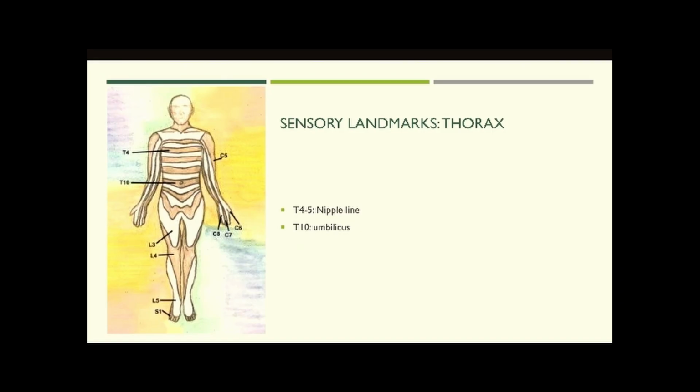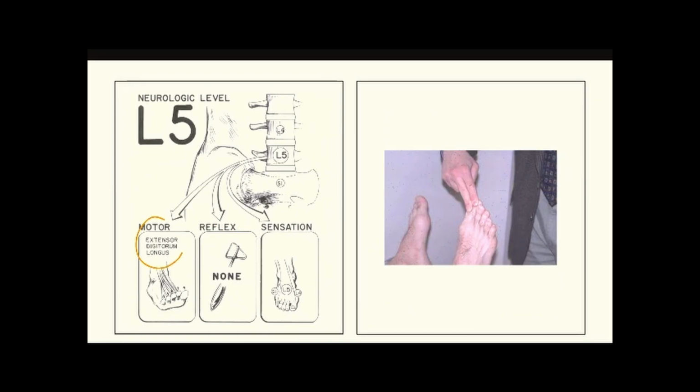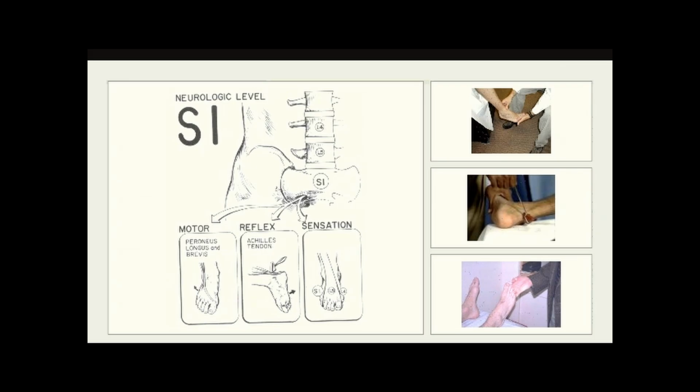Sensory landmarks: I always pick T10 for injuries because it's the umbilicus, it's easy to remember. But remember, T4 is also the nipple line. L4, foot inversion and your patellar tendon reflex. L5, extensor digitorum longus. There really is no reflex for that one, but again, can they lift their toes up? If they can't, think L5. S1, peroneus longus and brevis. This is your Achilles.